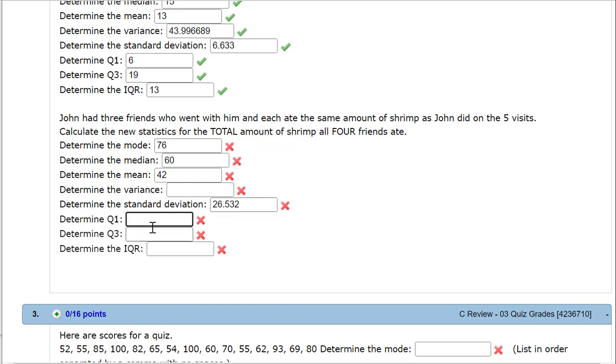Q1 should be 6 times 4, so it should be 24. Q3 is 19 times 4, so that should be 76. And IQR spread, that also works, that should be 42. So I'm going to go ahead and submit all these except for variance.